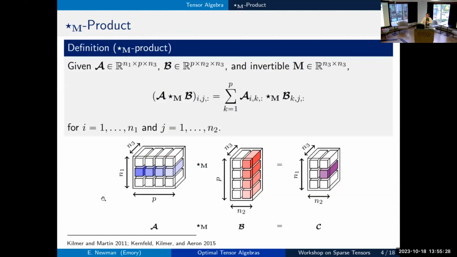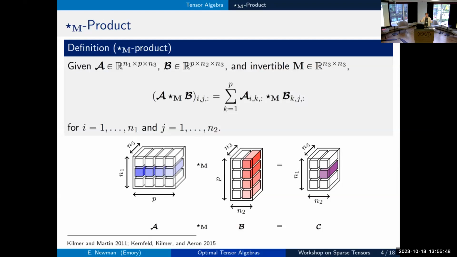And how we define the multiplication of two tensors depends completely on how we multiply tubes. So instead of multiplying scalars, we're multiplying two tubes here. And this multiplication depends on this invertible matrix M. So once I've defined how tubes multiply, we all know how to multiply tensors. Okay. So how do we multiply tubes?